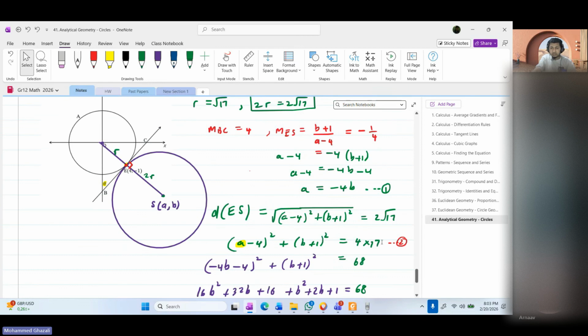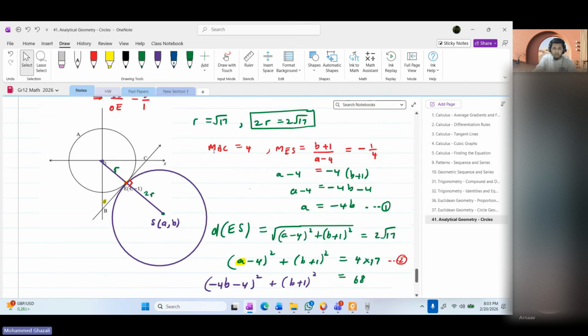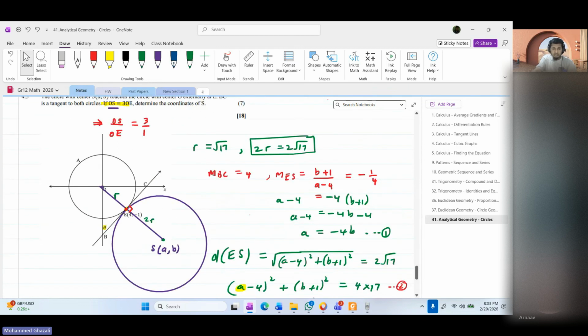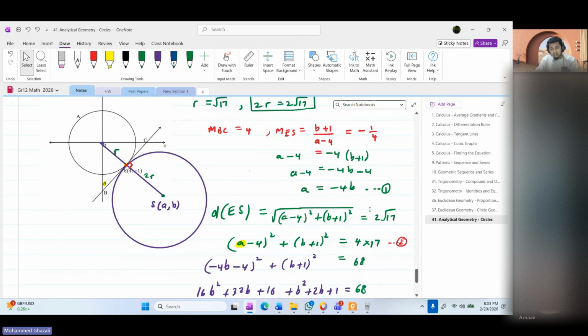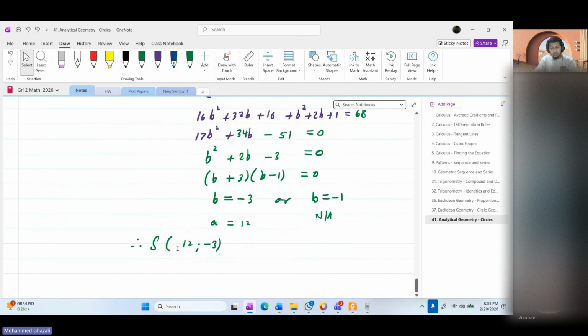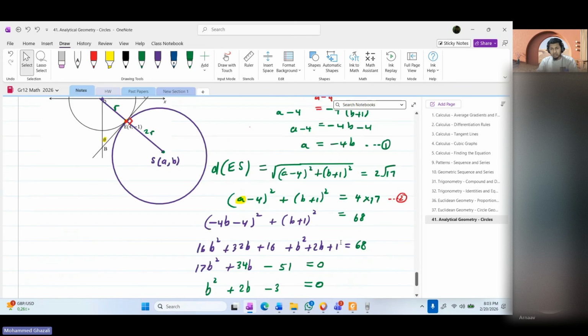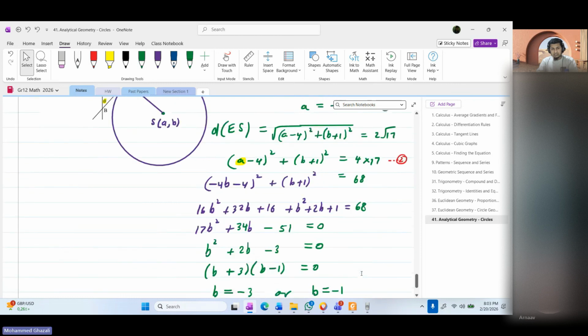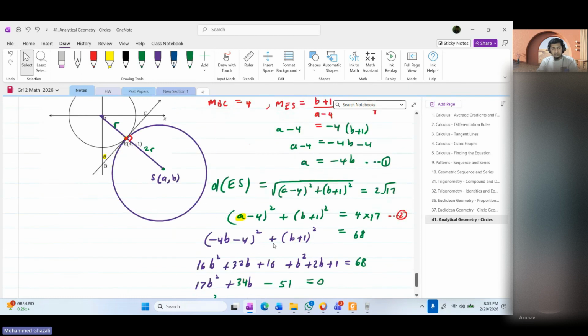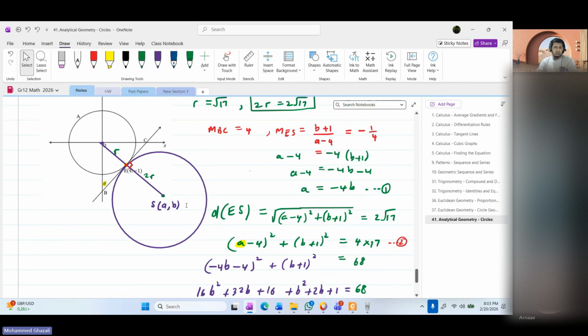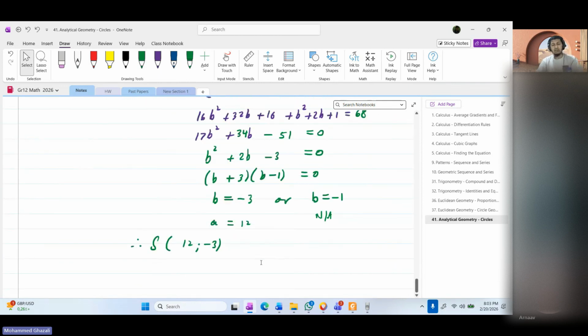Sorry about these issues in between. I don't know why I multiplied by 17. It's supposed to be 2 root 17 because R is root 17, and we eventually got the answer 12 and negative 3. If you substitute 1, then the value will be negative 4 times 1, so it's going to be 4 and 1 as well. It's going to be sitting at this point, and that's not the case. So it has to be 12 and negative 3.